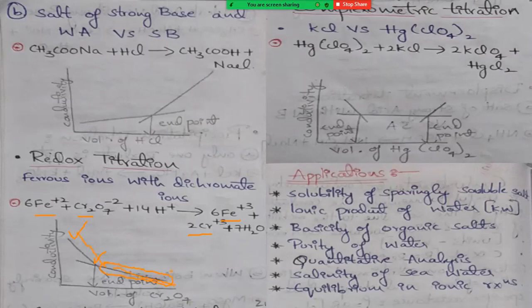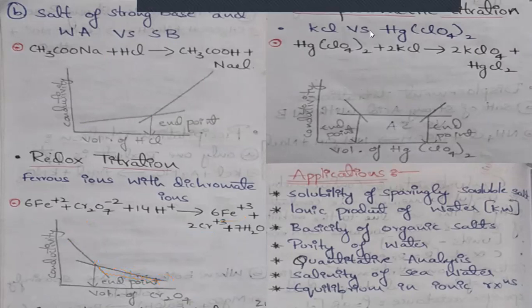That's why the reactants are involved very slowly in the redox titration. Why? Because very few H plus ions are available, so the reactivity decreases. That's why we can see the very low graph. Very few H plus ions are available because all H plus ions are already consumed by ferrous ions and dichromate ions and converted into products. So this is about redox titrations.